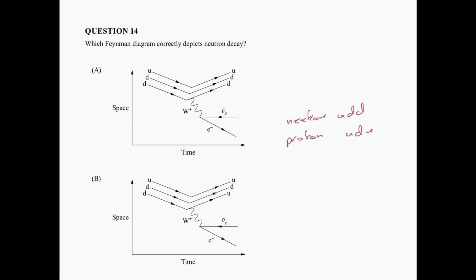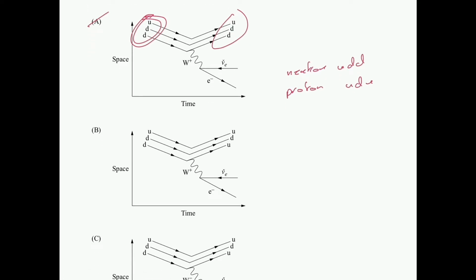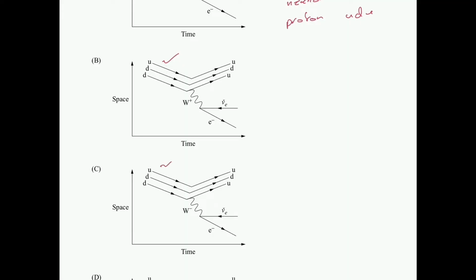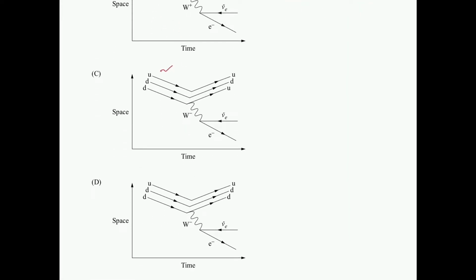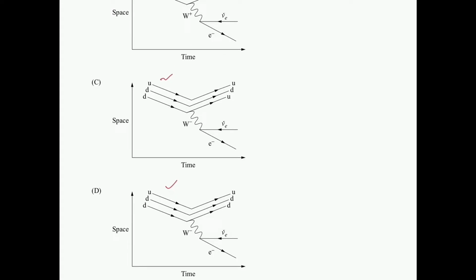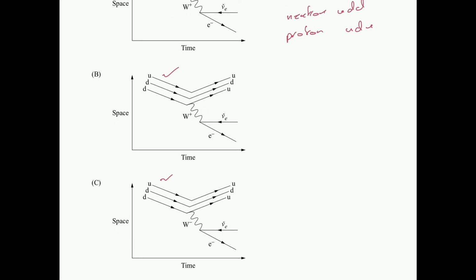So let's go through and make sure we've got that. A we can rule out because it's got our neutron here, but it doesn't go to a proton. It goes to another neutron. So that is not neutron decay. Option B has our neutron going to a proton. Same with option C. Option D doesn't; it's got an up, down, down, so we can rule out option D as well. Fantastic. So we're only left with option B and option C.